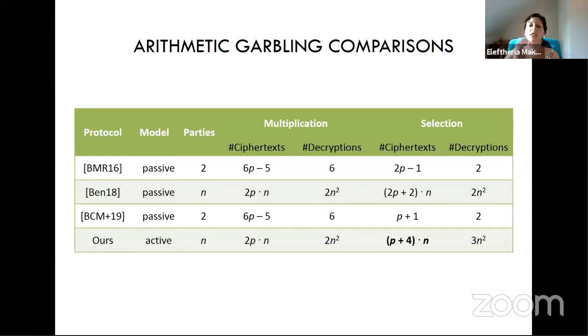So let me show you what we improved. What are the comparisons now for the arithmetic garbling case? So far we have two protocols for the two-party case and two protocols for the n-party case. All previous works are passively secure, while ours is actively secure. And what we managed essentially to achieve is almost half the communication cost of the previous work in the multi-party setting. So we go from 2p plus 2 ciphertexts per party to p plus 4 ciphertexts per party.